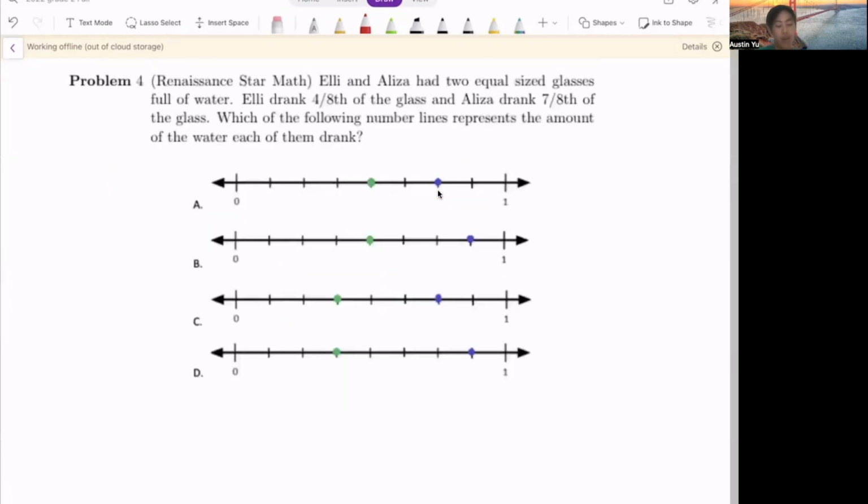Problem 4. Amelie and Eliza have 2 equal-sized glasses full of water. Ellie drank 4/8 of the glass, and Eliza drank 7/8 of the glass. Which of the following number lines represents the amount of the water each of them drank?